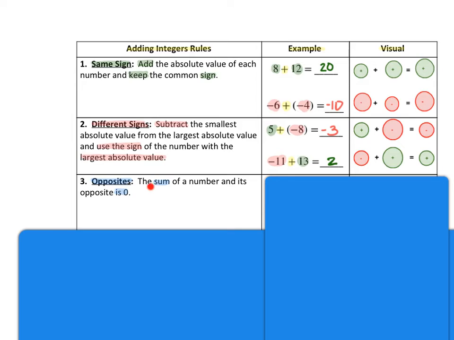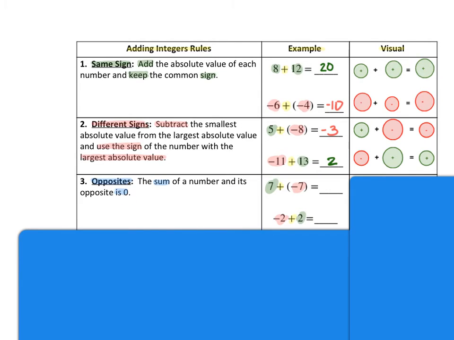Our final rule to note whenever we're adding integers is whenever we have opposites and we're taking the sum of them, the sum of a number and its opposite is always 0. Our first example shows us adding 7 to its opposite, which is -7. We know that when we add opposites, they cancel each other out, so you're going to end up with 0. And the same thing for -2 plus 2. Those two are opposites, so you're also going to end up with 0.